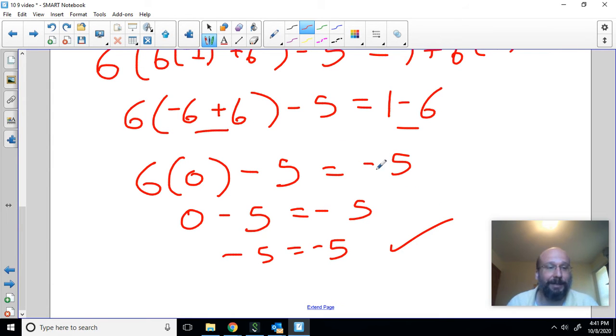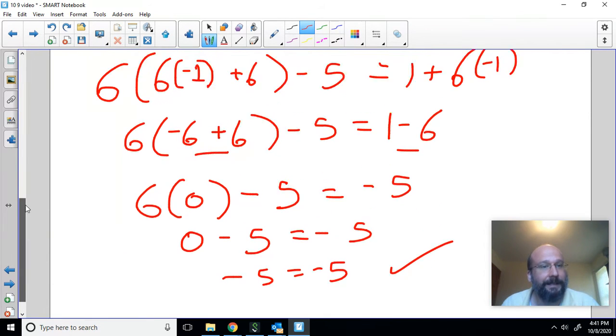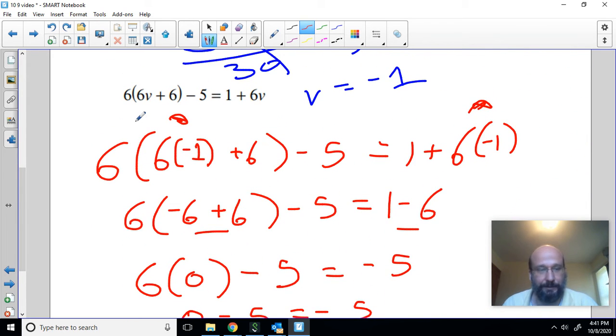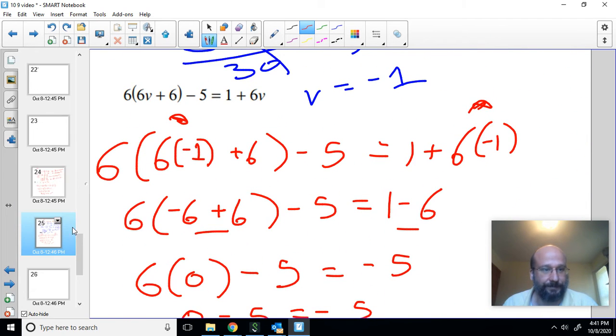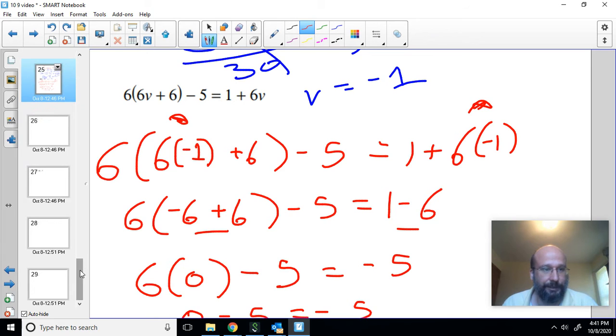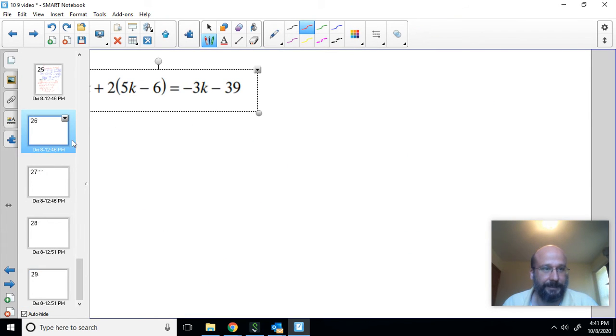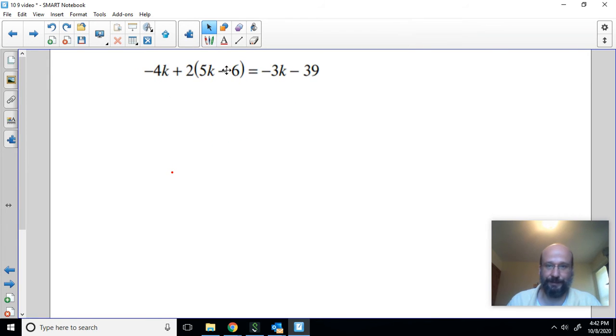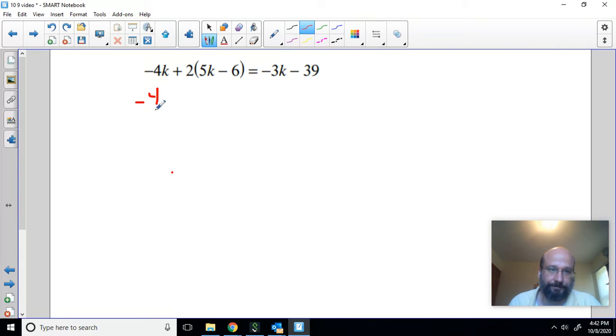A lot of steps, and I'm probably going to give you similar problems to these for practice. So make sure you're paying attention so you know what I'm doing. All right, let's do this one. So in a lot of ways, it's very, very similar to the other one because my first step is to distribute. I'm distributing that 2.